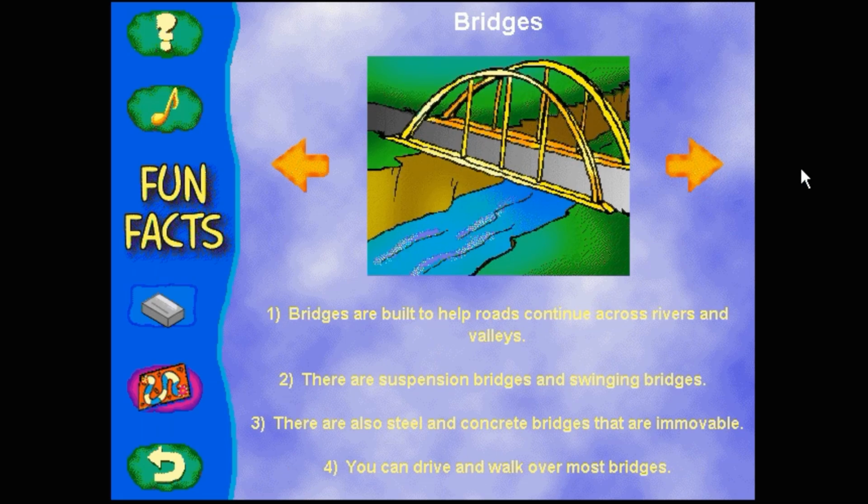Bridges. Bridges are built to help roads continue across rivers and valleys. There are suspension bridges and swinging bridges. There are also steel and concrete bridges that are unmovable. You can drive and walk over most bridges.